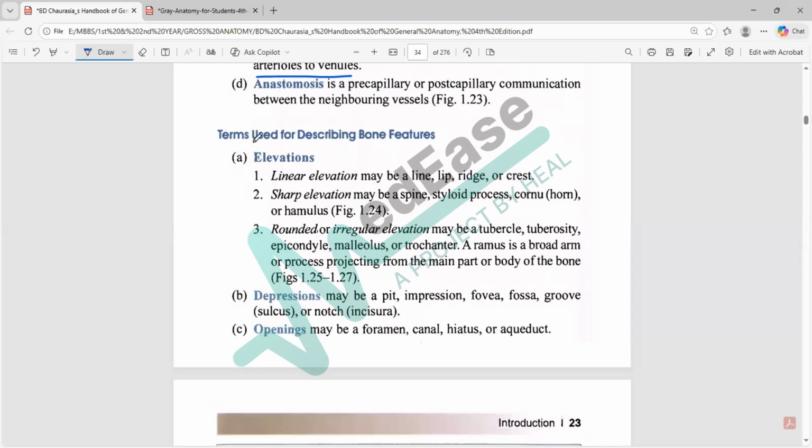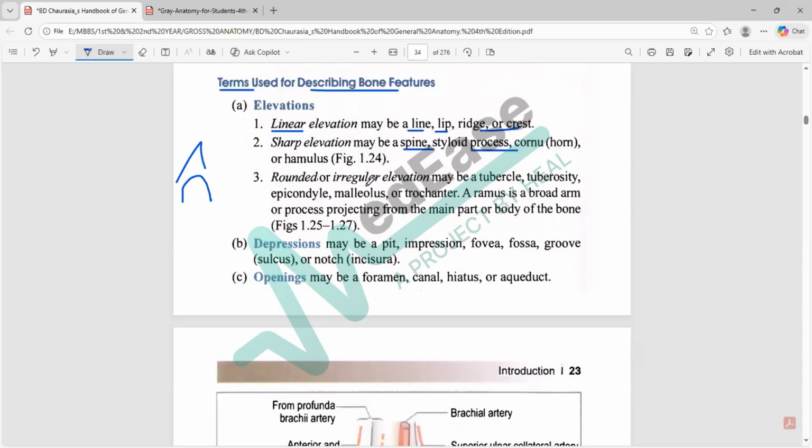Now, when we talk about the terms which we normally use to describe the bone, we have the elevation, which is of three types mainly. A linear elevation is mainly described as the lip, ridge, line or crest, whereas the sharp elevation, just like this, will be known as the spine, the styloid process, the cornu or the horn, the hamulus mainly. The rounded elevation, which is just like this, will be mainly described as the tuberosity, tubercle, epicondyle, malleus, or the trochanter mainly.